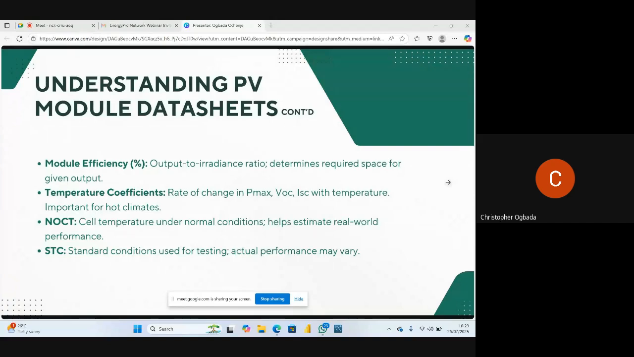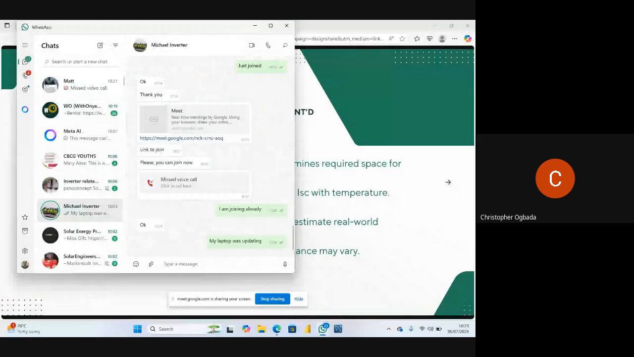Then you have STC, the standard test conditions used for testing. In most cases, the performance of your panels and the parameters they've given you are at STC. That is why this temperature coefficient is useful for you to be able to say, okay, as the temperature exceeds this standard temperature condition, what will happen to my panels? What will the performance be, right? So because of time, let me move.